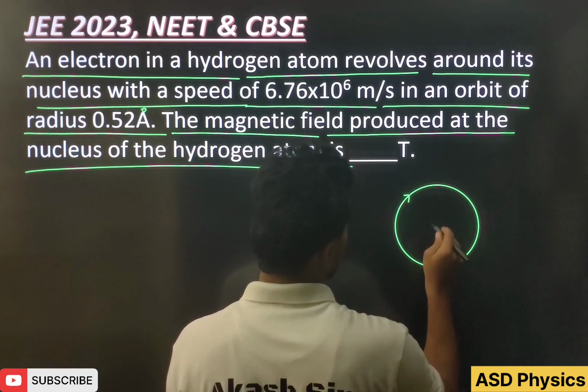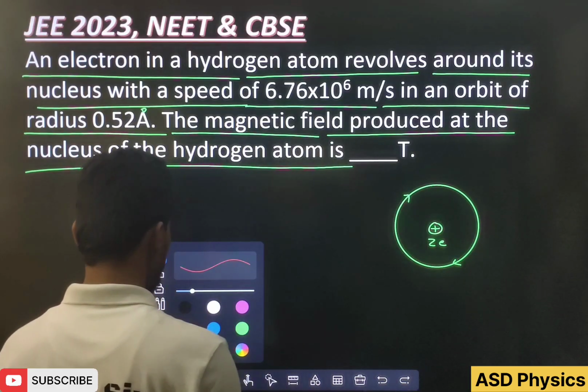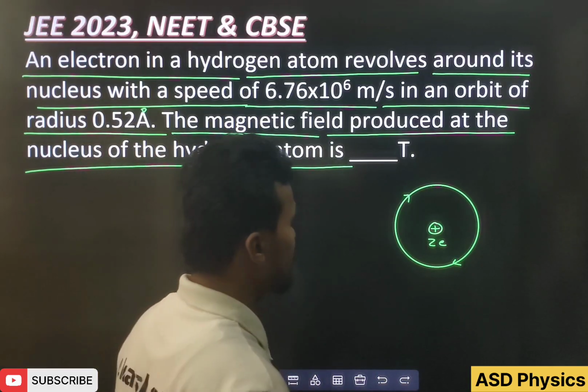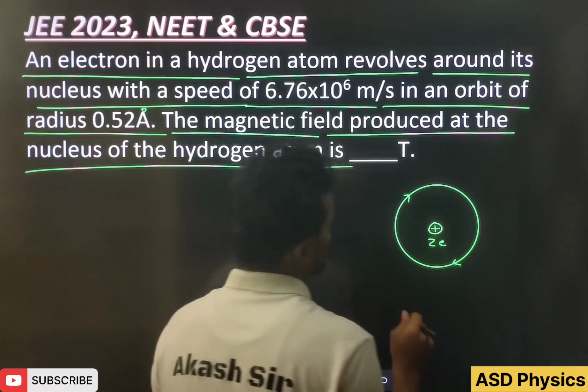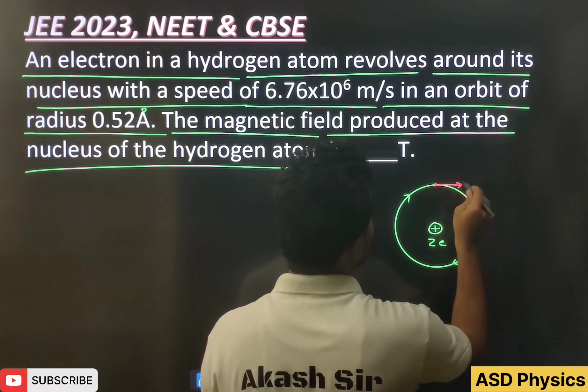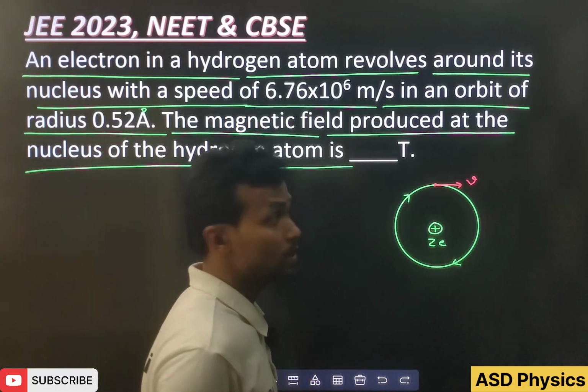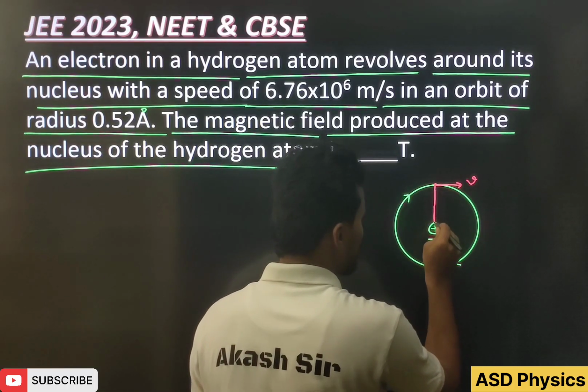Let's take an electron revolving here, and here I have the nucleus Ze, where Z is the atomic number. As I have told you very well, at any instant there is a charge here. The velocity will be in this direction, the instantaneous velocity. And if we talk about the position vector, my position vector is from the nucleus.